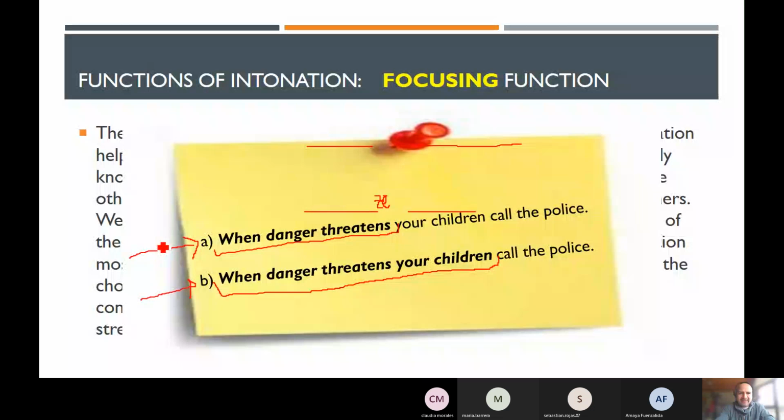And you are focusing on a specific element of the statement. When danger threatens, you make a pause, and your intonation is rising. When danger threatens, your children call the police. Now, in the second example, when danger threatens your children, you see that the rising intonation ends up in children, and there's no pause. You don't pause between threatens and your. You pause when you get to children. So that is giving the listener information about which element is most prominent in this utterance, right?